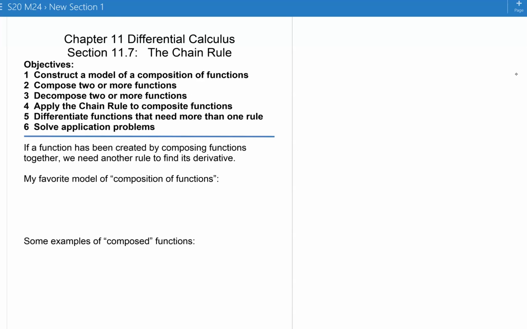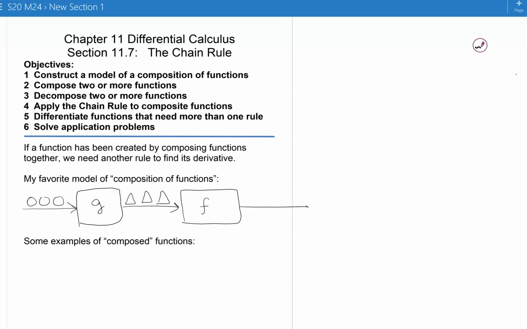And I have a model that I really like of what you mean when you say a composition of functions. Imagine a factory where circles are coming in and they go through this machine that's called the G machine. What the G machine does is turn the circles into triangles. And then those triangles go in an F machine and it turns the triangles into squares.